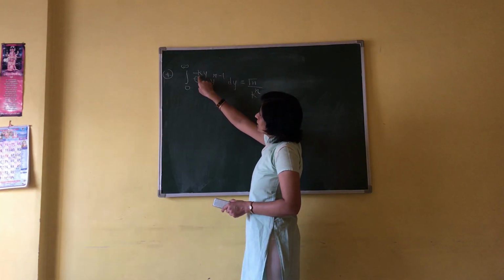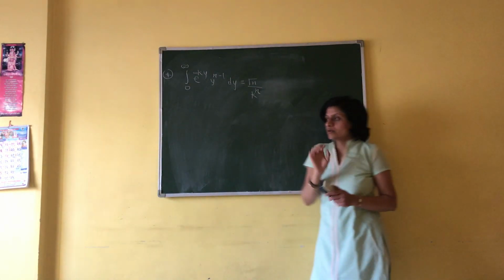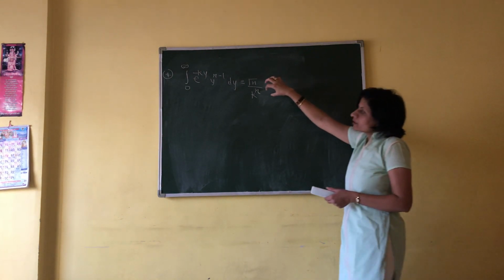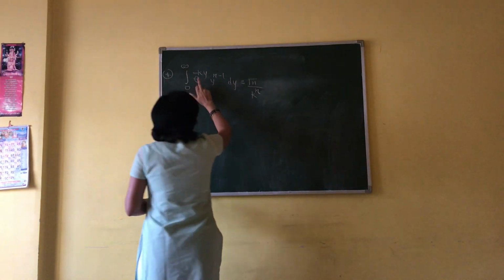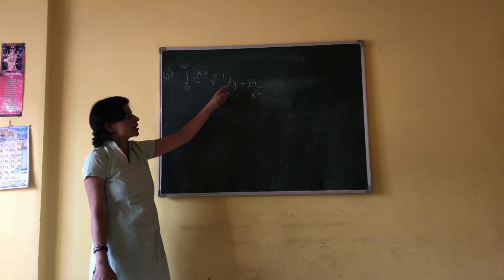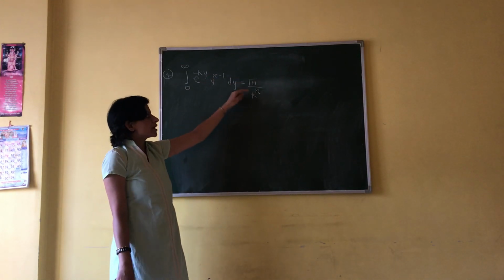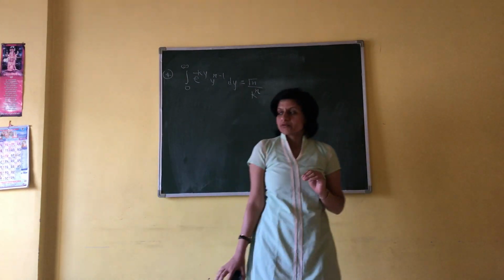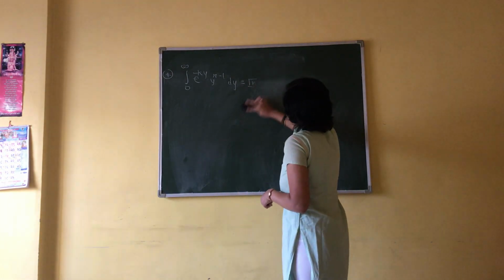Coefficient of y is greater than 1. Greater than 1 means 2, 3, 4, 5. Then apply this property: integral from 0 to infinity of e raised to minus ky into y raised to n minus 1 dy is equal to gamma n upon k raised to n. Using this property and definition to solve the examples.